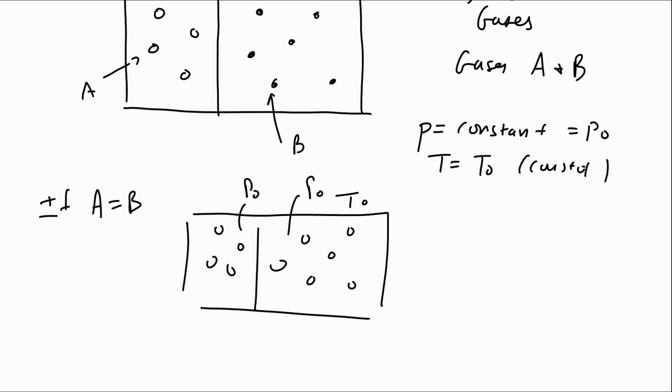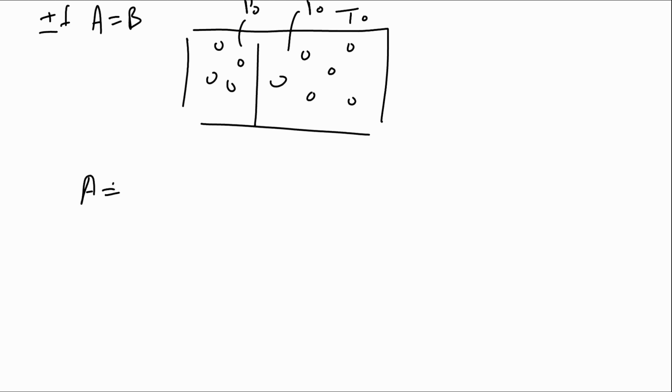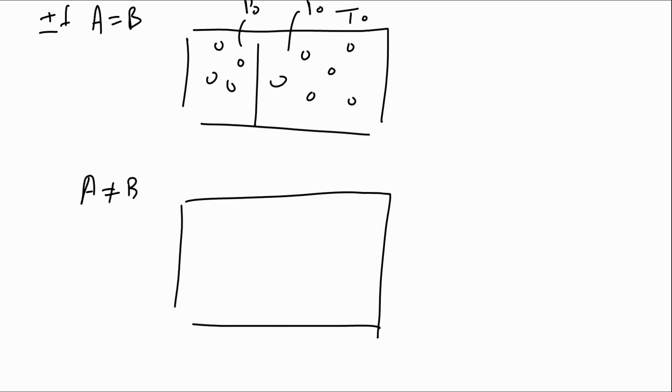But if they're different, then I take it out, and I have 1, 2, 3, 4, 1, 2, 3, 4, 5, 6. Can I put the partition back in? No, if I put the partition back in, I've got a different thing. It's not reversible. Taking the partition out is irreversible. And the gas will spontaneously mix, right? So we want to calculate delta G of that mixing.